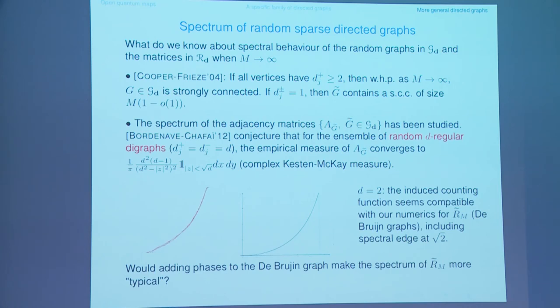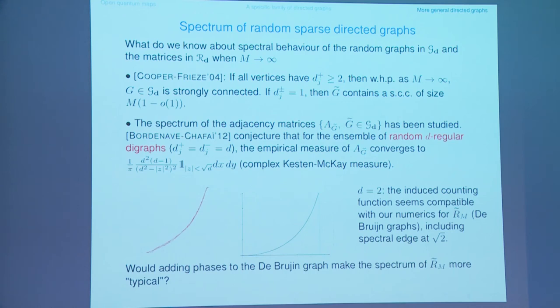Okay, so the d-regular digraphs, and they conjecture this formula. Whatever it comes from, I discussed it with them. It comes from free probability, the theory of free probabilities. There's a way to make guesses about what could be the asymptotic spectral distribution of such random graphs.